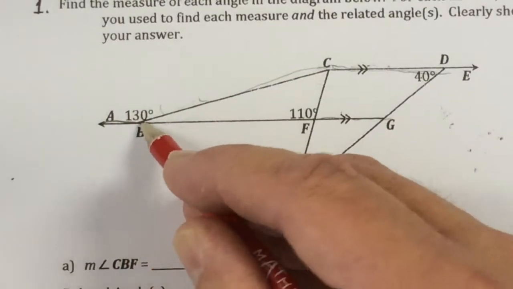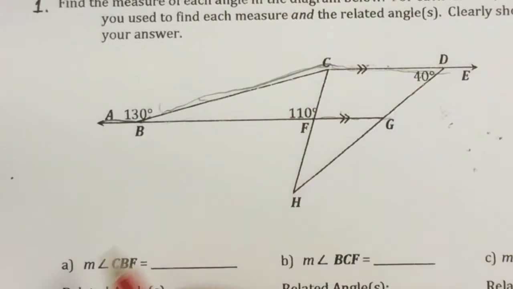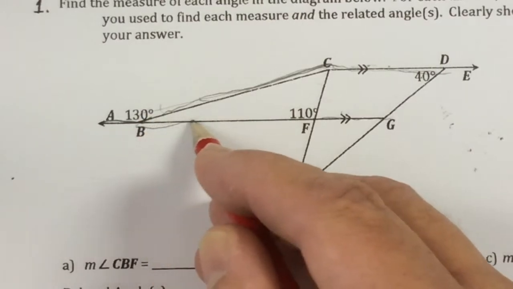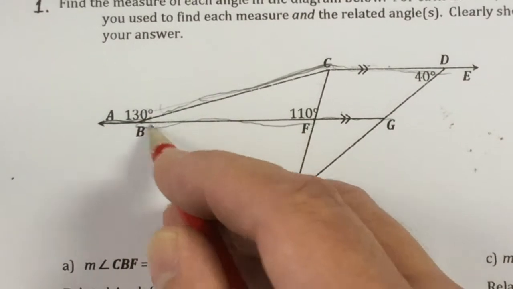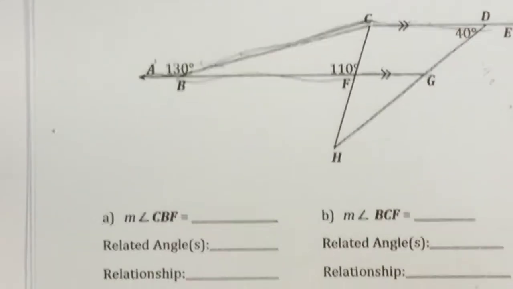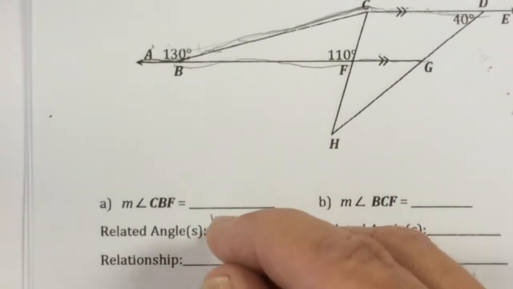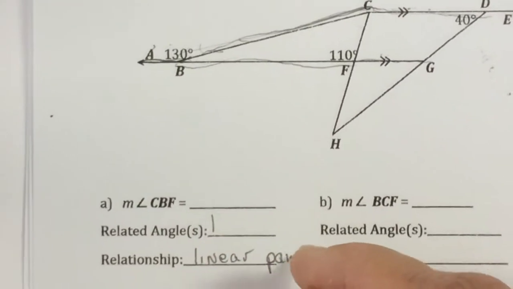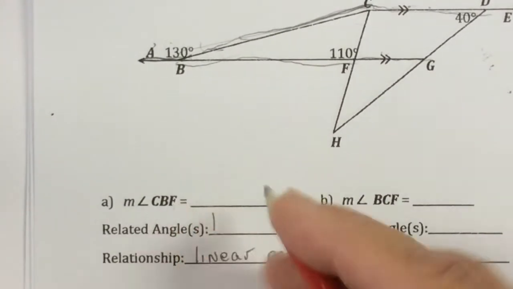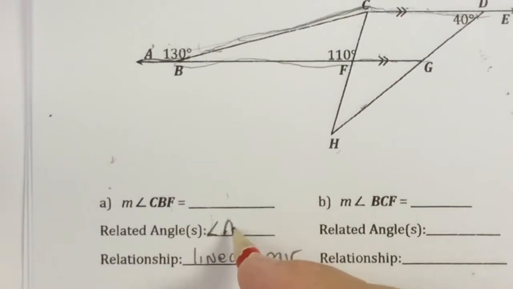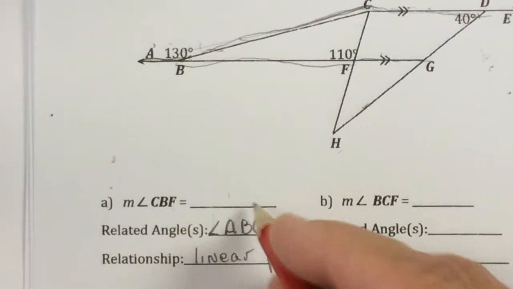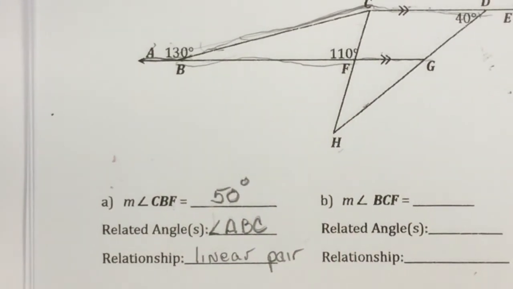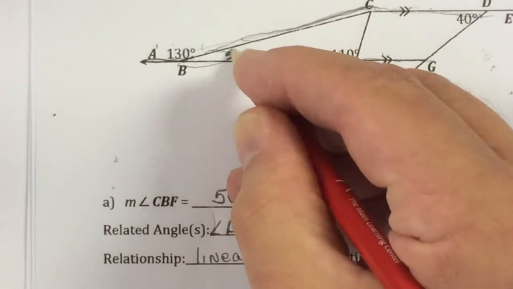Here's angle ABC, and you're asked for the measure of angle CBF, and these two angles you should recognize immediately are a linear pair. CBF is related to angle ABC, and as a result they have to add up to 180 degrees. They need to be supplementary, so that's 50 degrees. So we now know that's 50 degrees.